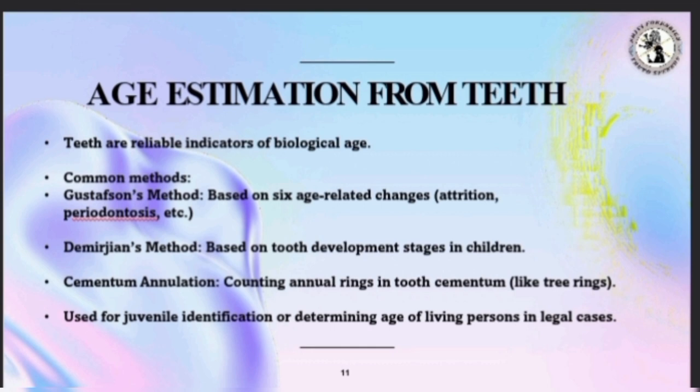Age estimation from teeth. Teeth are a reliable indicator of biological age. Common methods: Gustafson's method, based on six age-related changes such as attrition, periodontitis, etc. Demirjian's method, based on tooth development stage in children. Cementum analysis, counting annual rings in tooth cementum like tree rings, used for skeletal identification or determining age of living persons in legal cases.